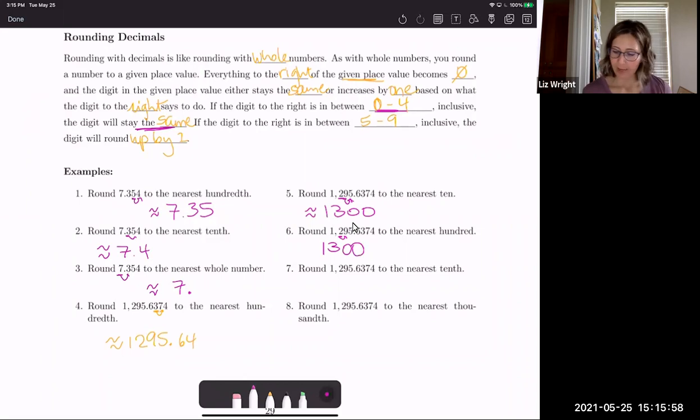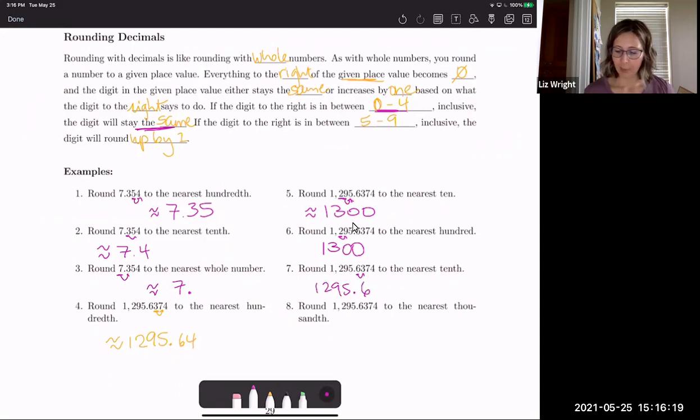The next one, it says round this number to the nearest 10th. So here's our 10th place. Look to the next door neighbor. The 3 tells the 6 to stay right where it's at. 1,295.6 is going to be our answer for this one.